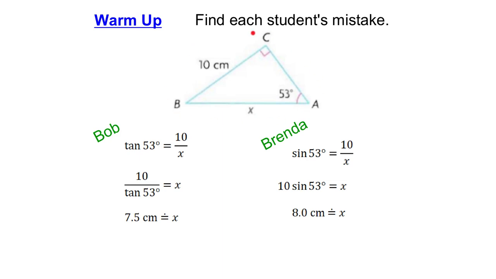Here's the triangle. We're solving for x. This is Bob's work on the left. This is Brenda's work on the right. Find each student's mistake. So pause the video, see if you can find the mistake, and check back in.